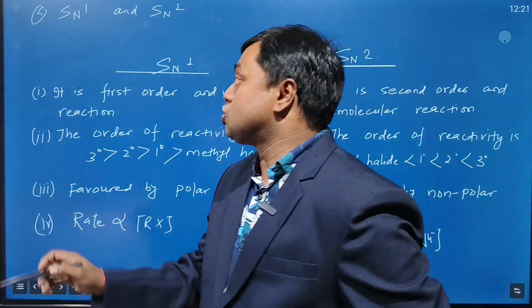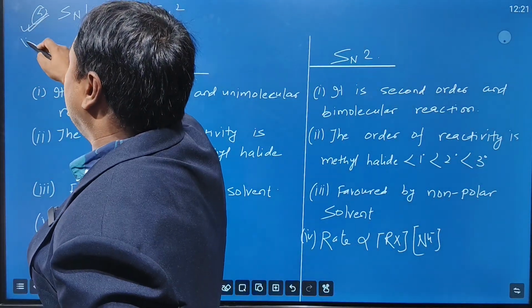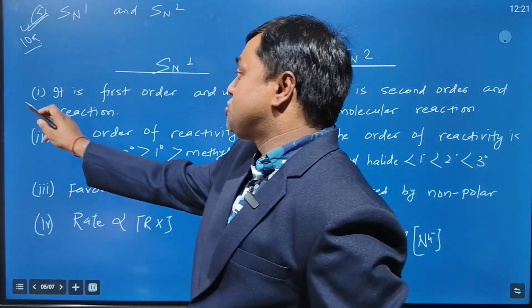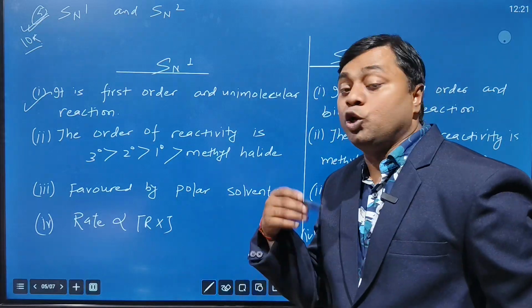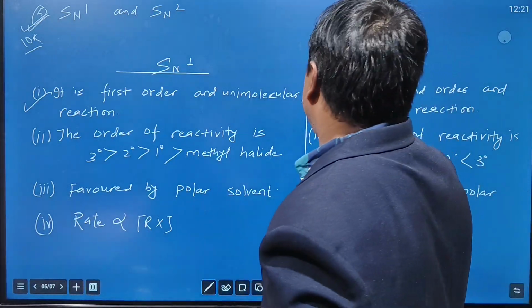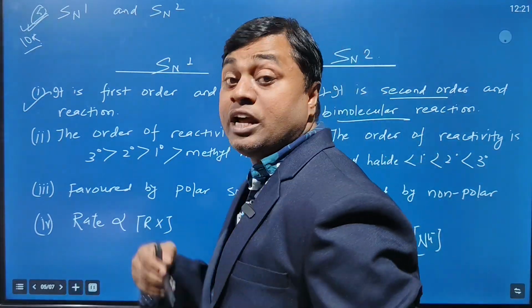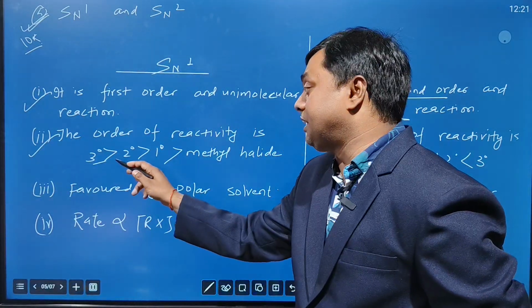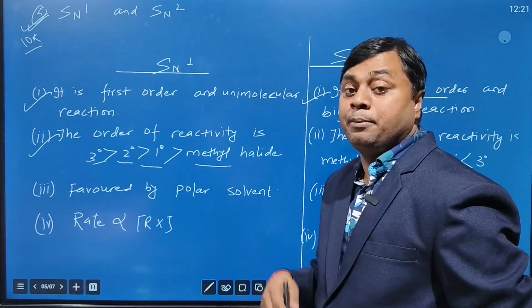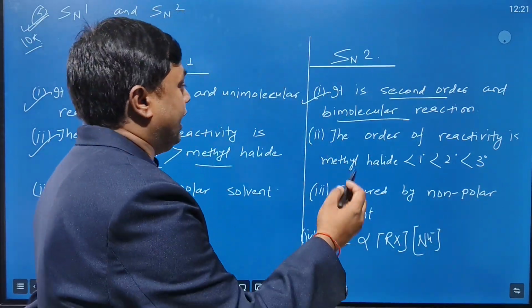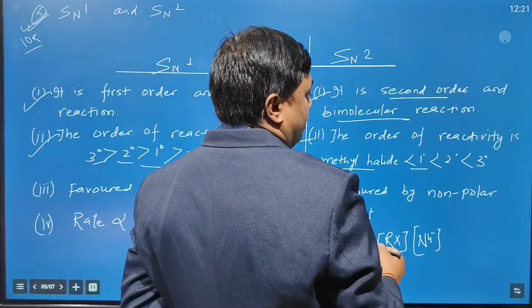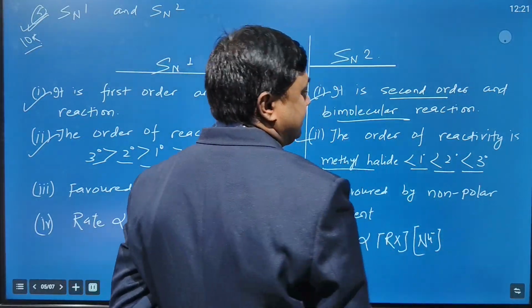Next, SN1, SN2. This is also 10 star question. You can mark expected question for the board exam. SN1 means it is a first order and unimolecular reaction. SN2, it is a second order and bimolecular reaction. SN1, the order of reactivity is what? 3 degree greater than 2 degree greater than 1 degree greater than methyl halide. Whereas SN2, the order of reactivity is what? Methyl halide less than 1 degree, less than 2 degree, less than 3 degree.